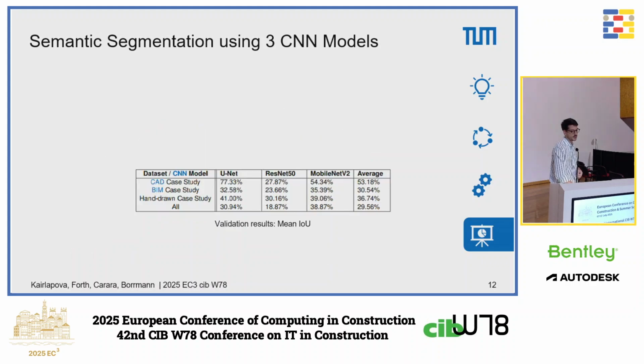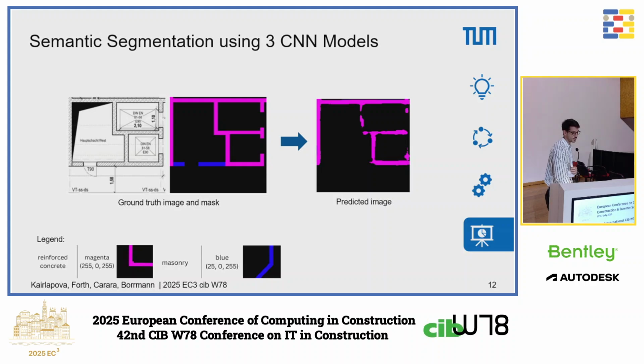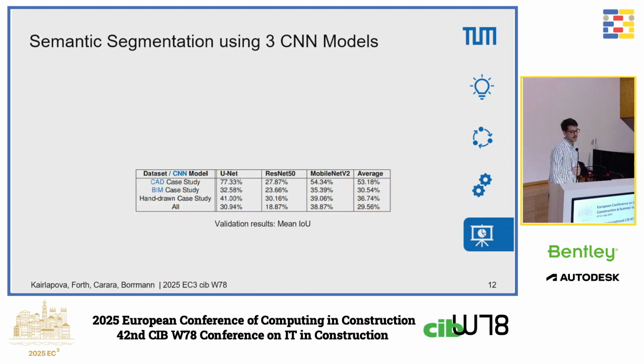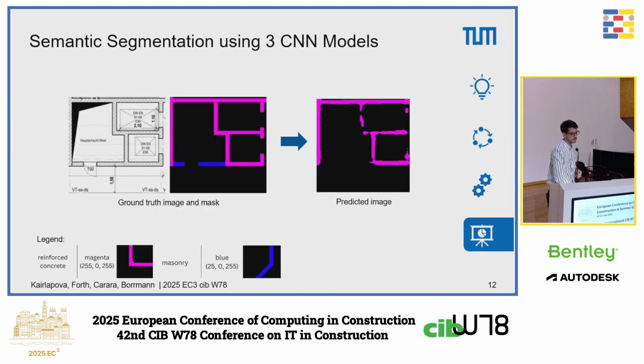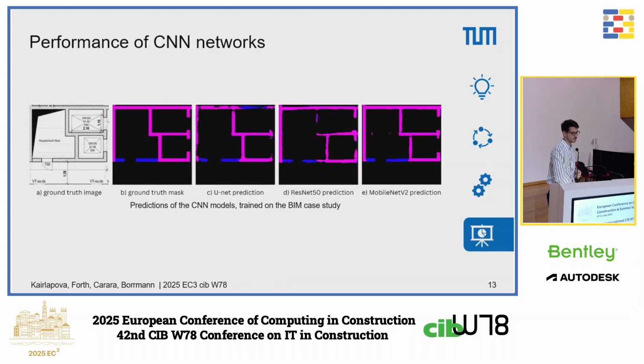Then if we look at the mean IOU, the results don't look that great anymore, especially here you can see these different data sets. First of all, we trained all data sets individually and then all together, and especially if you mix all data sets together, it gets really fuzzy. I need to speed up a little bit here.